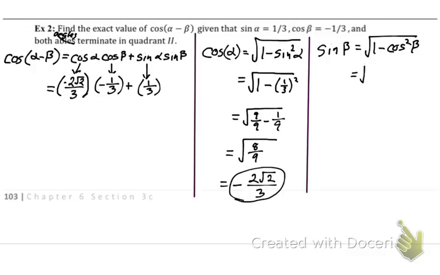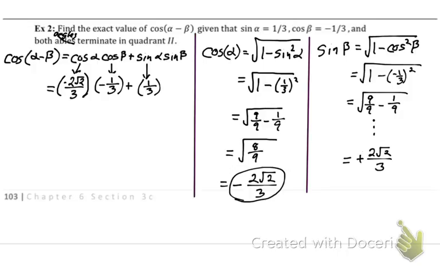Let's go 1 minus the negative 1/3 squared. Do you see how this is going to be the exact same answer, except it's going to be positive? If I follow this down, we're going to have the square root of 9/9 minus, since it's negative 1/3 times a negative 1/3, it becomes a positive 1/9. So we have 9/9 minus 1/9. We already did all this work on the other side, so we don't need to do it again. It's just going to equal 2 square root of 2/3, but this time it's positive because it's sine.